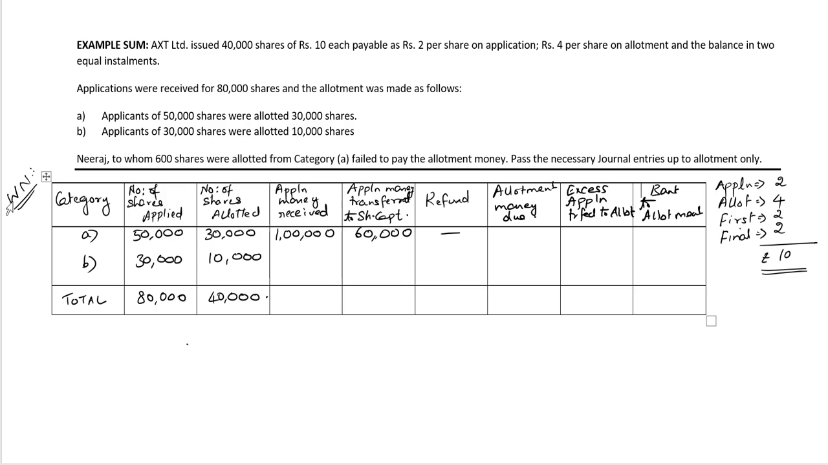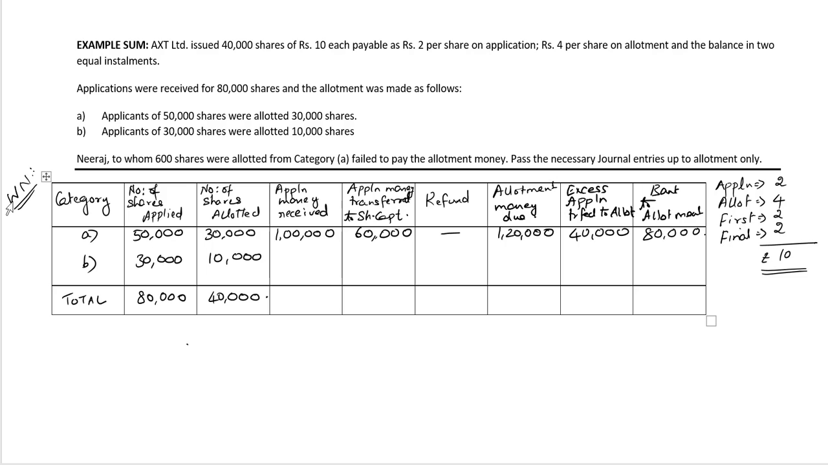Allotment money due, number of shares allotted 30,000 multiplied by 4 rupees allotment per share, 1,20,000 rupees. Excess application transfer to allotment, answer of the fourth column minus the answer of the fifth column. 1 lakh rupees minus 60,000 rupees is the excess application money. So that's 40,000 rupees. And the bank to allotment, the amount that will be paid is 1,20,000 minus 40,000 rupees, which is 80,000 rupees.